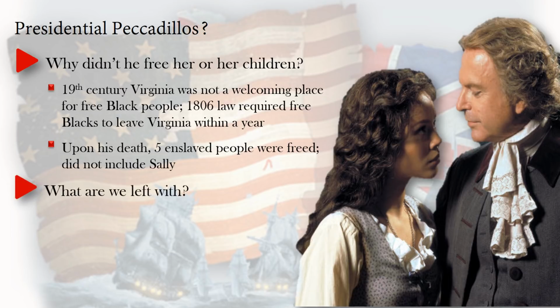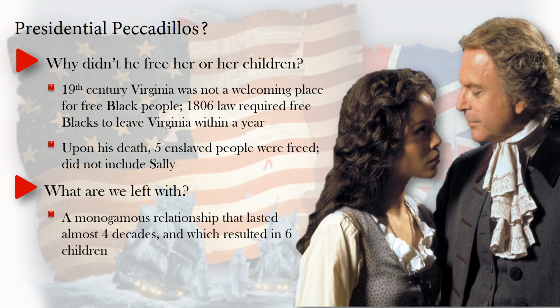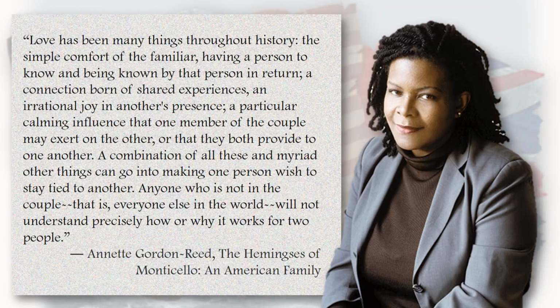So what are we left with? We are left with a monogamous relationship that lasted almost 4 decades and which resulted in 6 children. And I just want to leave you with one point of view which you may agree with or disagree with, and this is from one of the primary historians who have looked into the Jefferson-Hemings scenario here, and her name is Annette Gordon-Reed. She wrote the book The Hemingses of Monticello: An American Family.